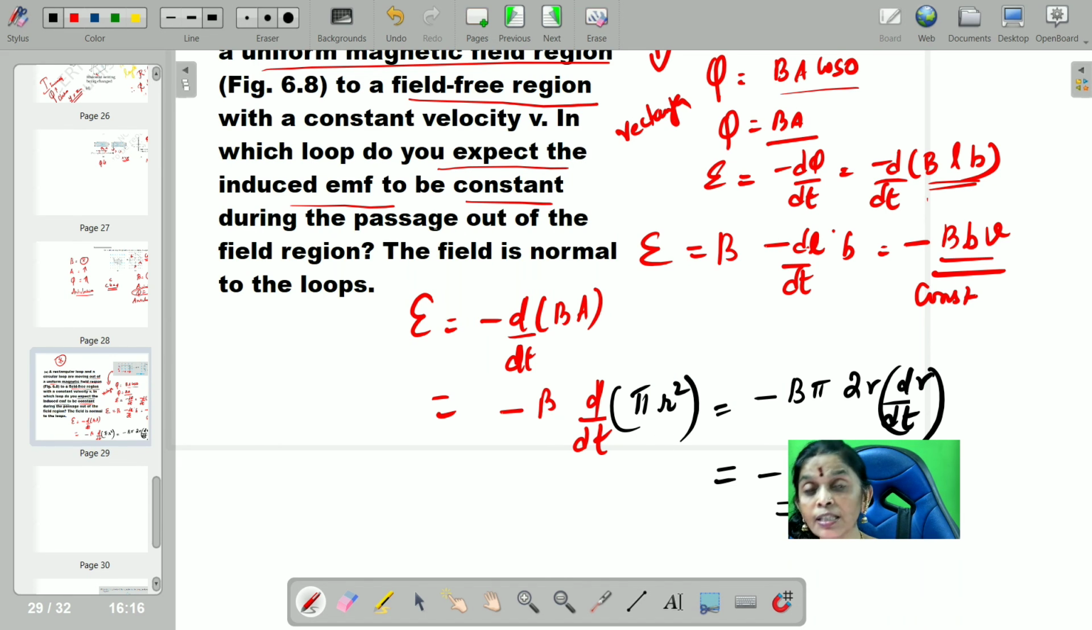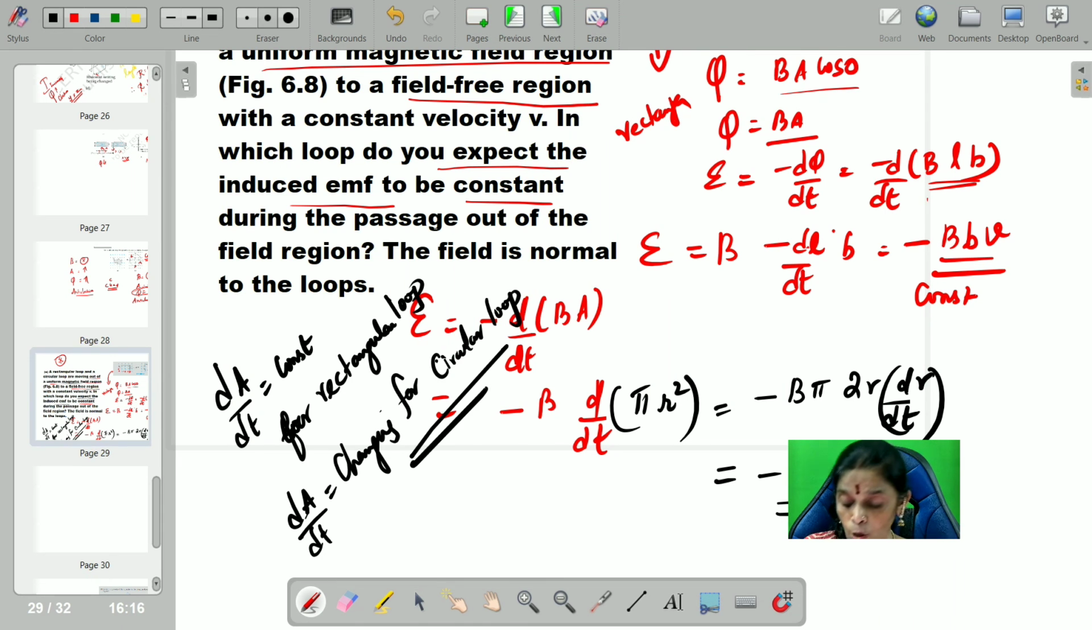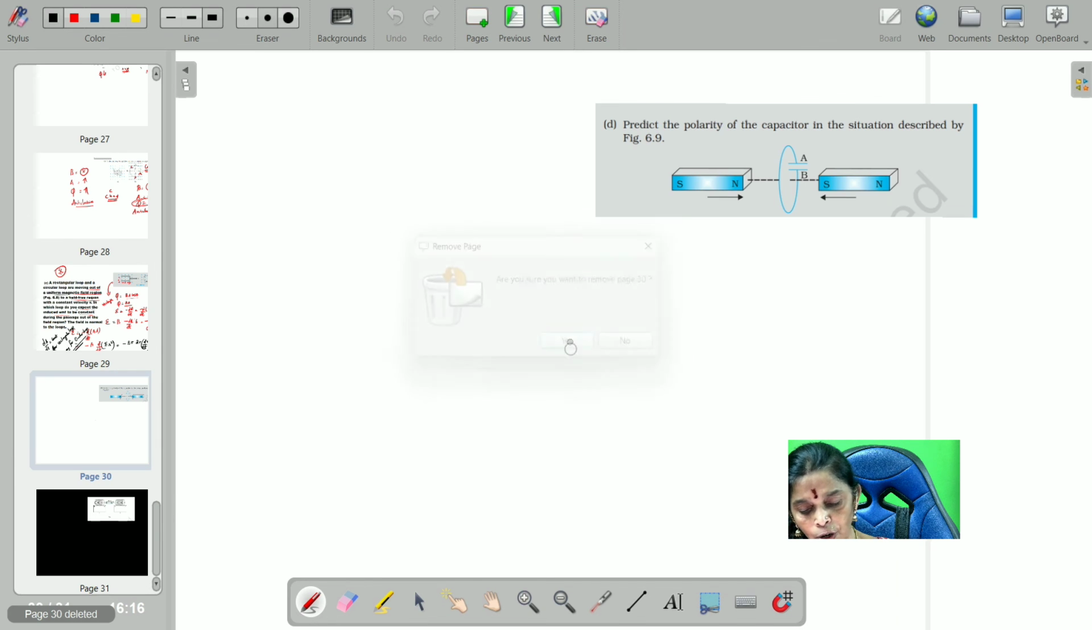This induced EMF will be constant only in the rectangular loop, but not in what loop? Not in the circular loop. So which loop do you expect? dA by dt is constant for the rectangular loop, whereas dA by dt is changing for what loop? Circular loop. Do you get it, children? dA by dt is constant for the rectangular loop, whereas changing for the circular loop. So hope you understand this, children.